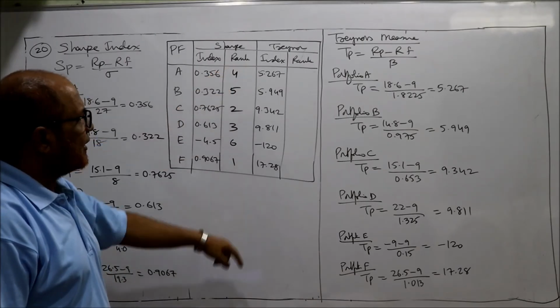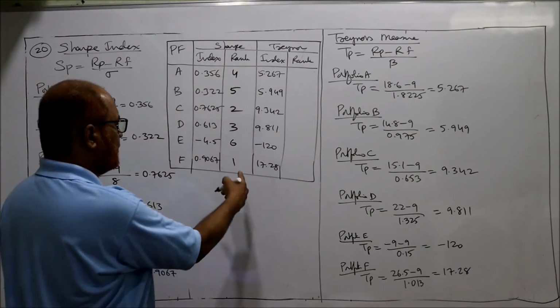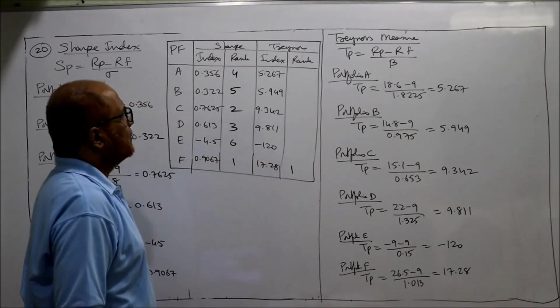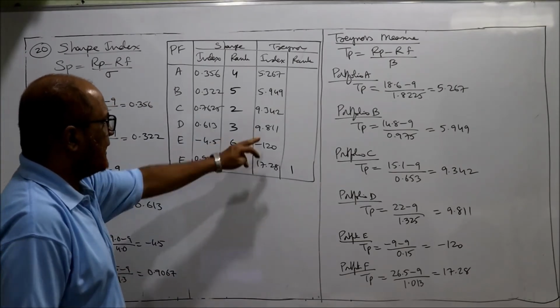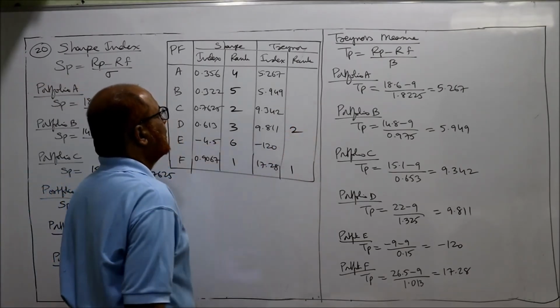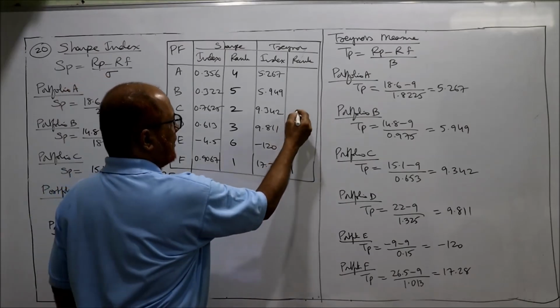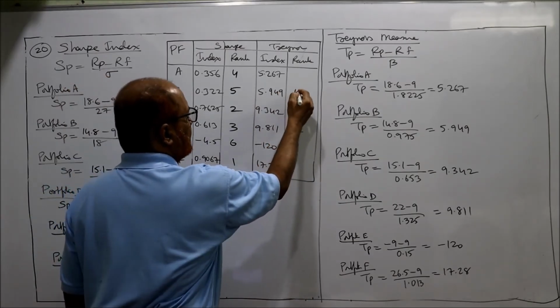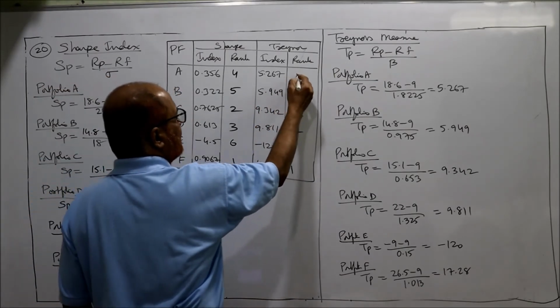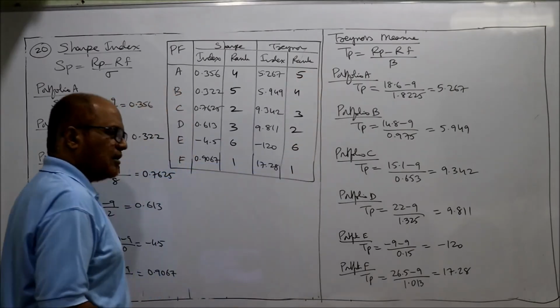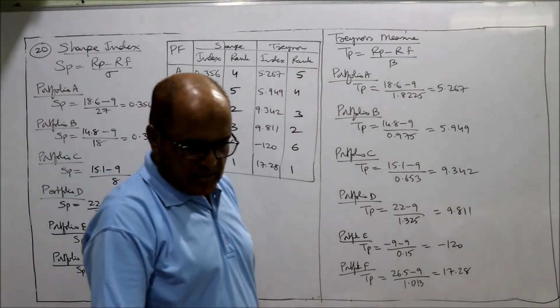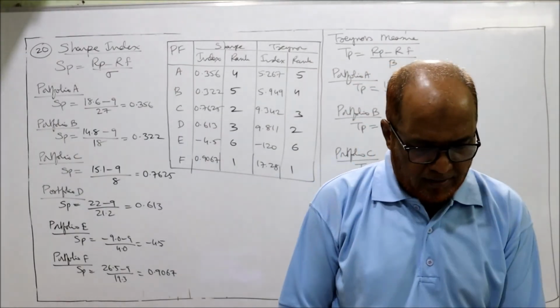Similarly, we have to give the rank according to Treynor. Highest value is 17.28, first rank. Below that, 9.8, second rank. 9.3, third rank. 5.9, fourth rank. 5.2, fifth rank. And the last one, sixth rank. That's all. These are the rankings according to Sharpe and Treynor.